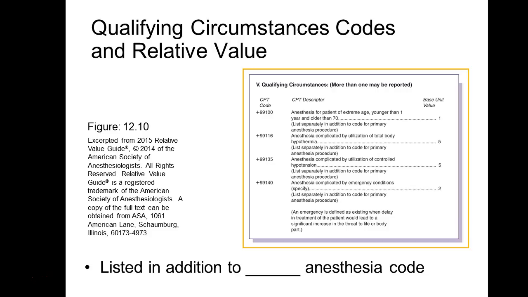99116 is for total body hypothermia. This is when they cool the body down. They do this a lot for near drownings, for heart attacks, for some strokes. And basically, as you cool the body down, it slows down the cell movement so that you can stabilize the person and try to get treatment before there's further damage.